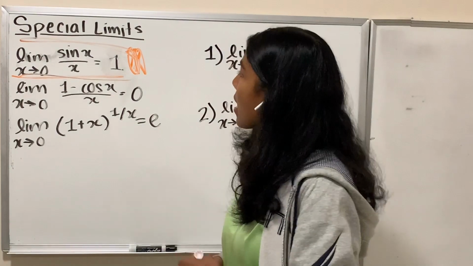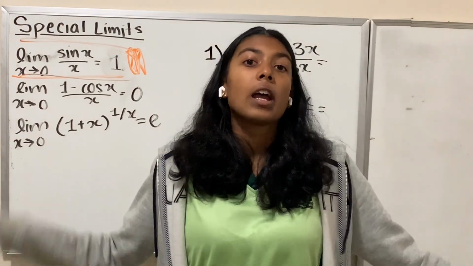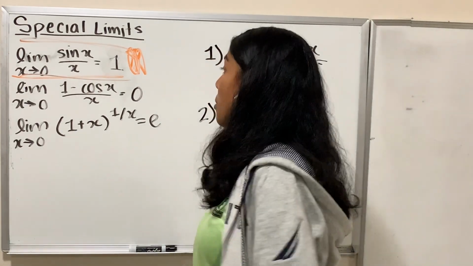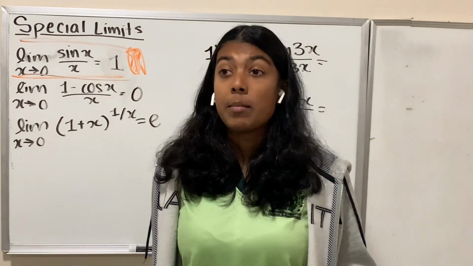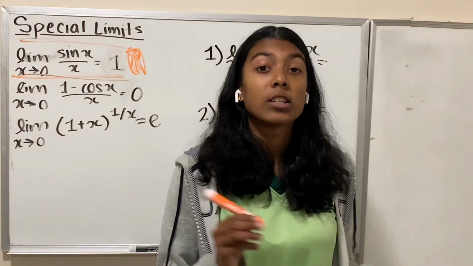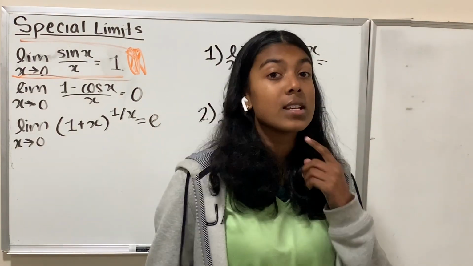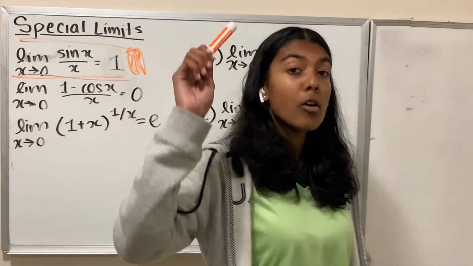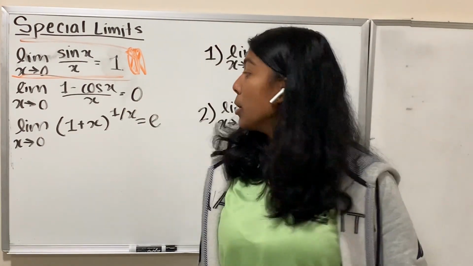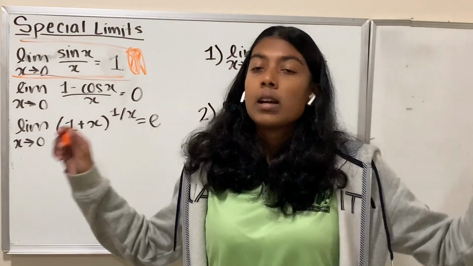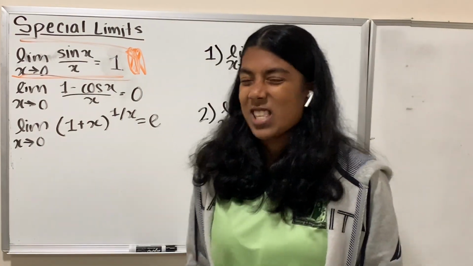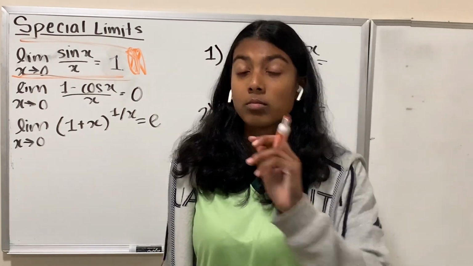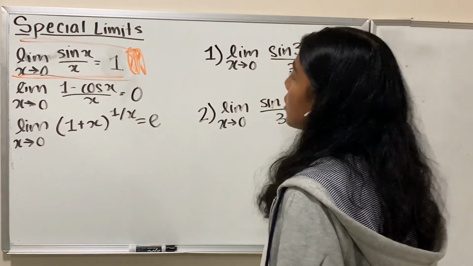Anyways, basically the limits are: the limit of sine of x over x as x approaches 0 is 1. The limit of 1 minus cosine x over x as x approaches 0 is 0. And finally, the limit of (1 plus x) to the power of 1 over x as x approaches 0 is e. Now, these are all useful ones you should memorize, especially the one that I just put a giant orange box around. Memorize it. Anyways, let's try some examples.